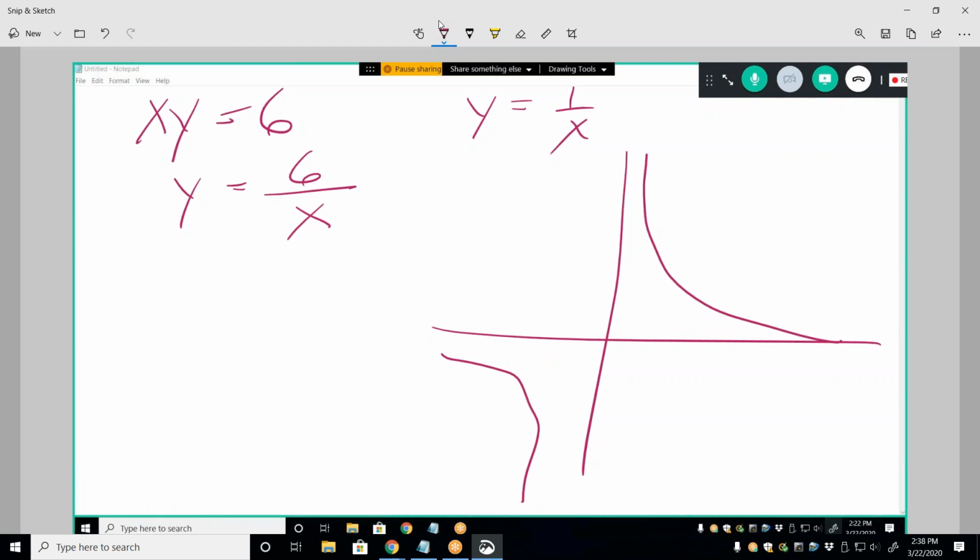Okay? Now, the 6 is the same as putting a 6 out in front of the function, so it's a vertical shift, which means everything goes up vertically by 6 units. Now it's going to be something that looks like this. And there's no symmetry on that. The parent function has symmetry about the origin.